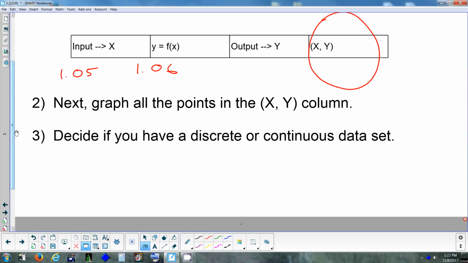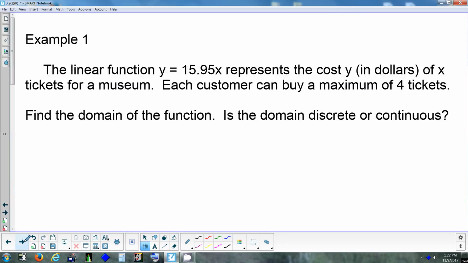All right. So let's go through and try something. This problem says the linear function y equals 15.95x represents the cost for buying x tickets to a museum. Okay, we're buying tickets. Can you buy any number of tickets, like any possible number you can think of? No. You can only buy a whole number of tickets. You can buy 2 tickets, you can buy 3 tickets, but you can't buy 2.4 tickets. Doesn't make sense. So when we get to the discrete part, we'll write that down.